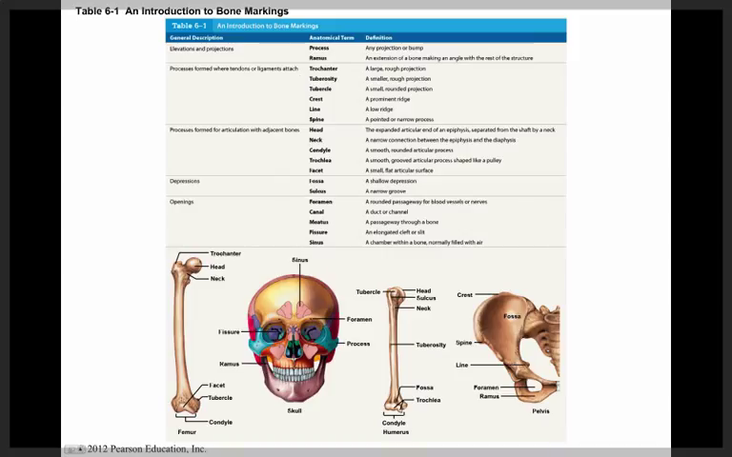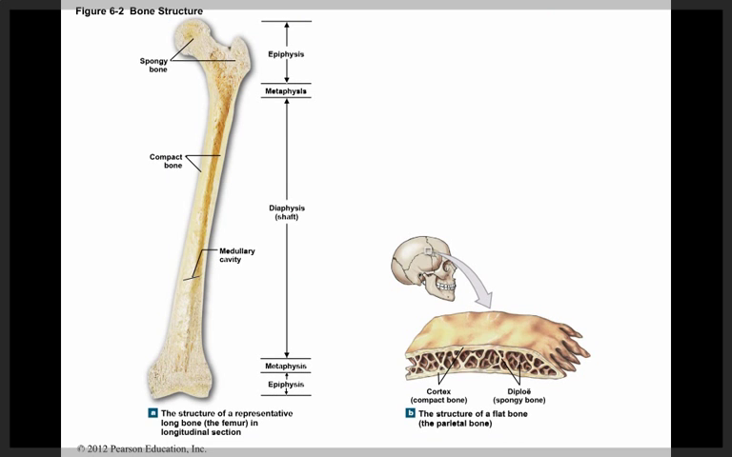And you will be hearing more of these terms as well, so make sure that you take a look at all these anatomical terms and you understand what their definitions are. Now we're going to take a look at bone structure. Here we have an example of a long bone, and over here we have an example of a flat bone. So we will take a look at the long bone first.